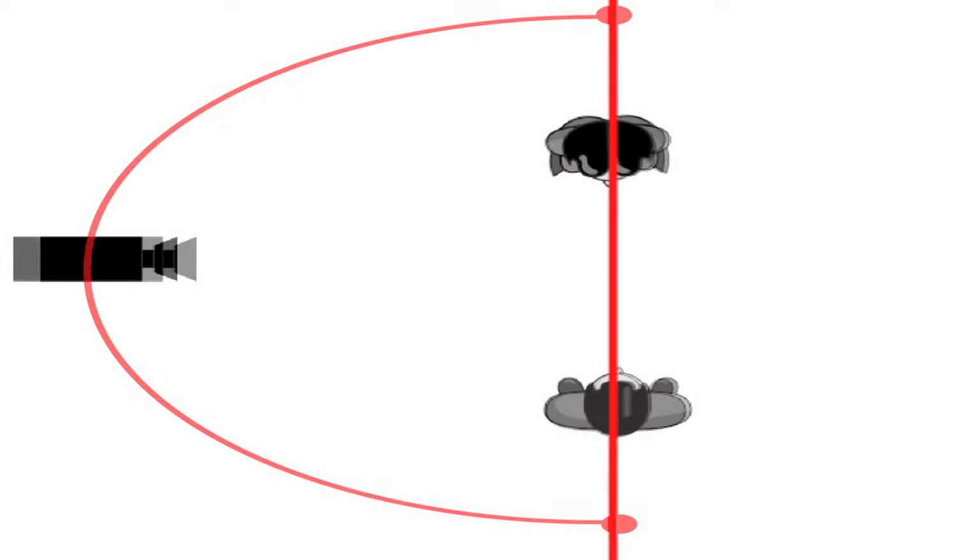The 180 rule is also really simple. You pretty much draw an imaginary line between your characters, and then you make sure to keep the camera on one side of that imaginary line, because if you don't, it was going to end up looking like this.